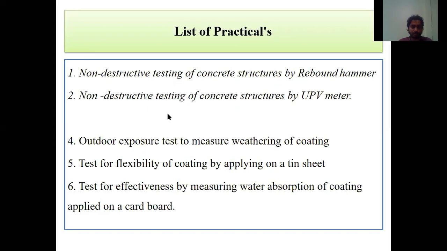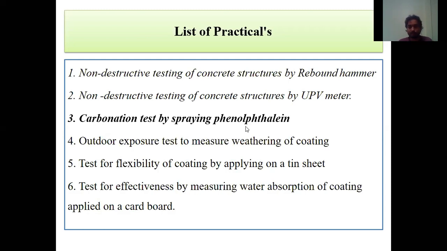Today we are going to start another practical, which is nothing but the carbonation test by spraying phenolphthalein. Now the question arises, two different words come into the picture. First is carbonation and second is phenolphthalein. You have already studied phenolphthalein in your chemistry practical, for calculating the alkalinity or the pH of a liquid, where we use phenolphthalein as the indicator.